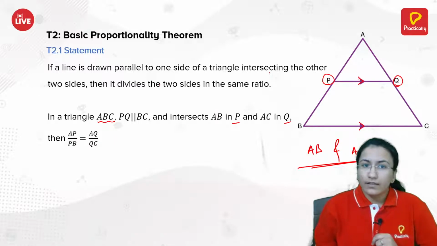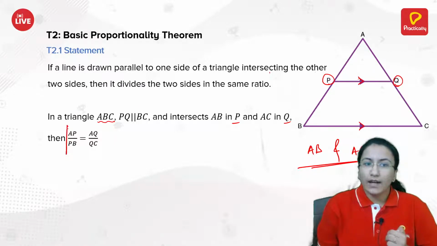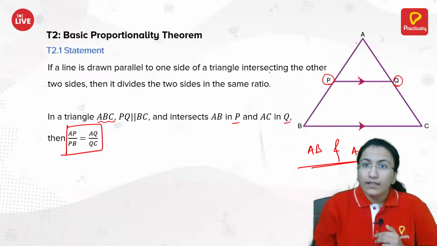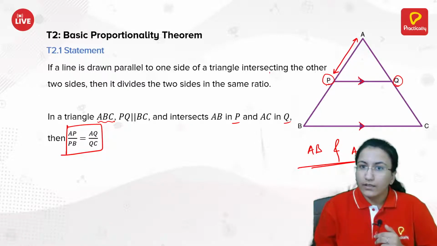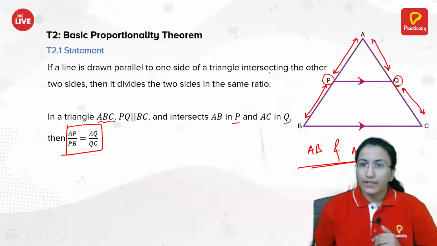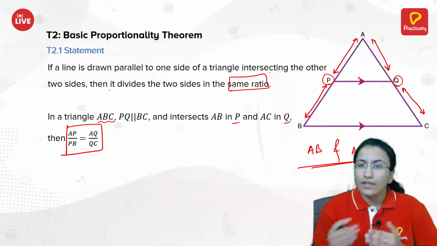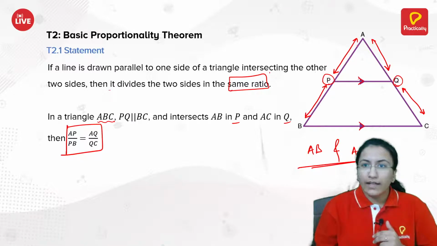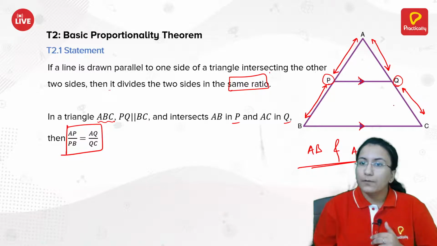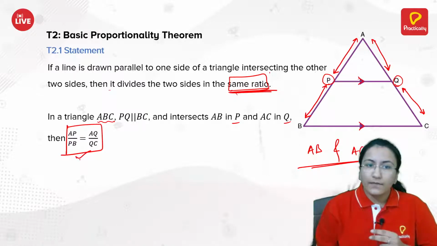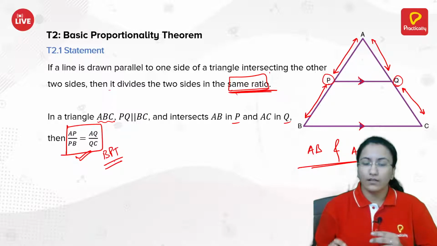Then what does this theorem say? According to this statement we have this result. And what is this result? Length AP divided by length PB is always equal to AQ divided by QC. That means here we have written, it divides the two sides in the same ratio. Same ratio basically means when you write AP by PB, which is the ratio we have for side AB, and for AC we have AQ by QC, we have these ratios as the same. So that's why we have this result of the Basic Proportionality Theorem.